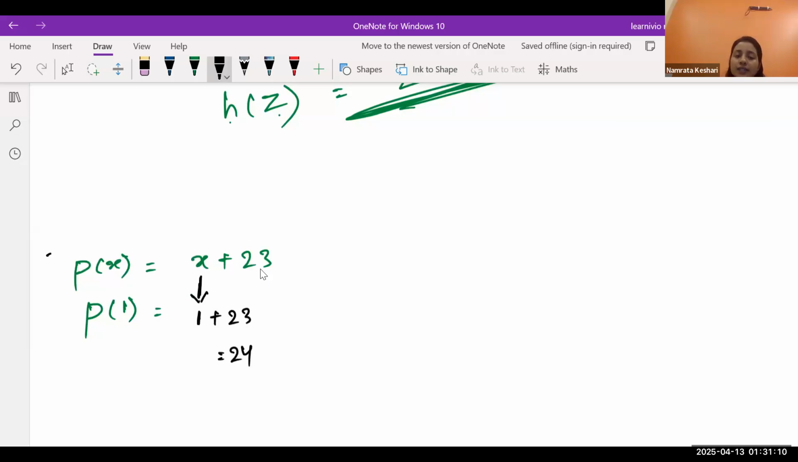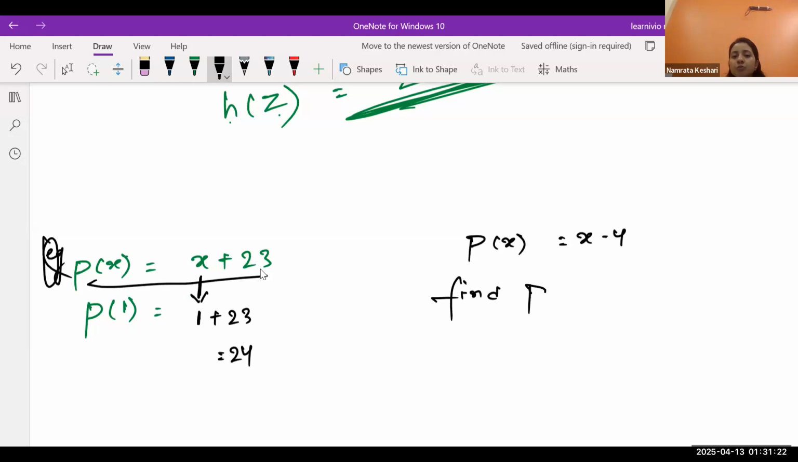So basically, the question will be like this, that p of x is x minus 4. Find p of 2. That's it. Only this is how you will be able to see the question.